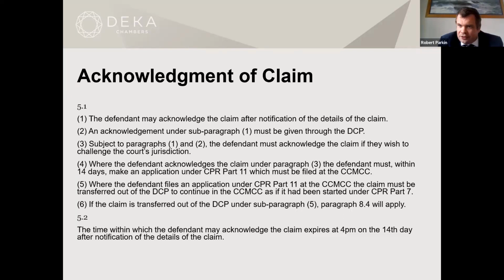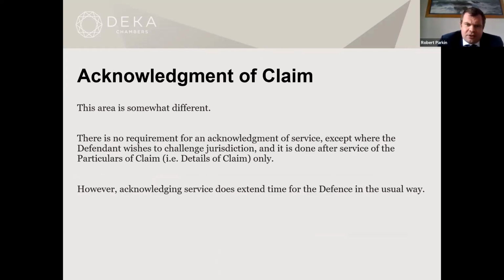If that happens, the claim gets transferred out of DCP, and we'll come to how that happens and what that looks like towards the end of this presentation. The defendant must file acknowledgement of claim within 14 days if they intend to do so. So that's pretty much the same as an acknowledgement of service. It is mandatory if you want to dispute jurisdiction.